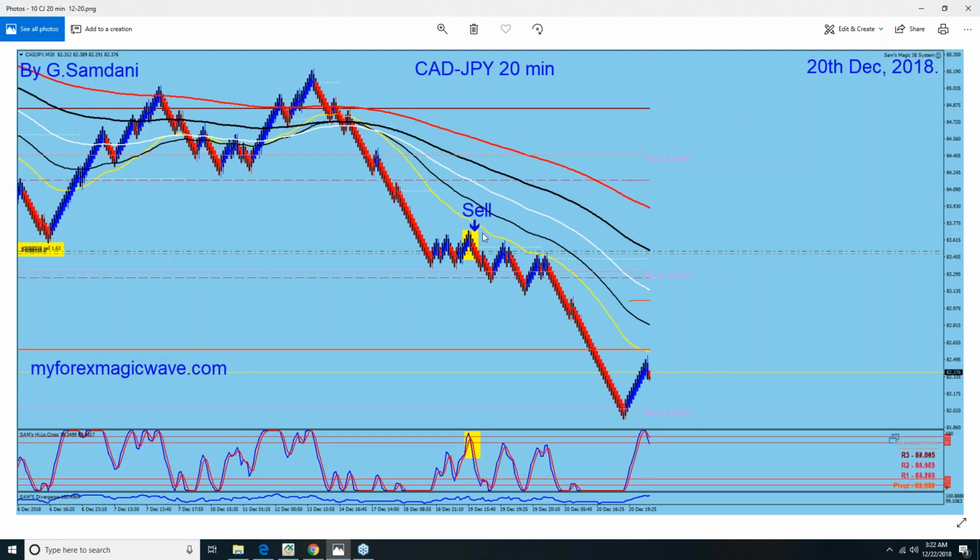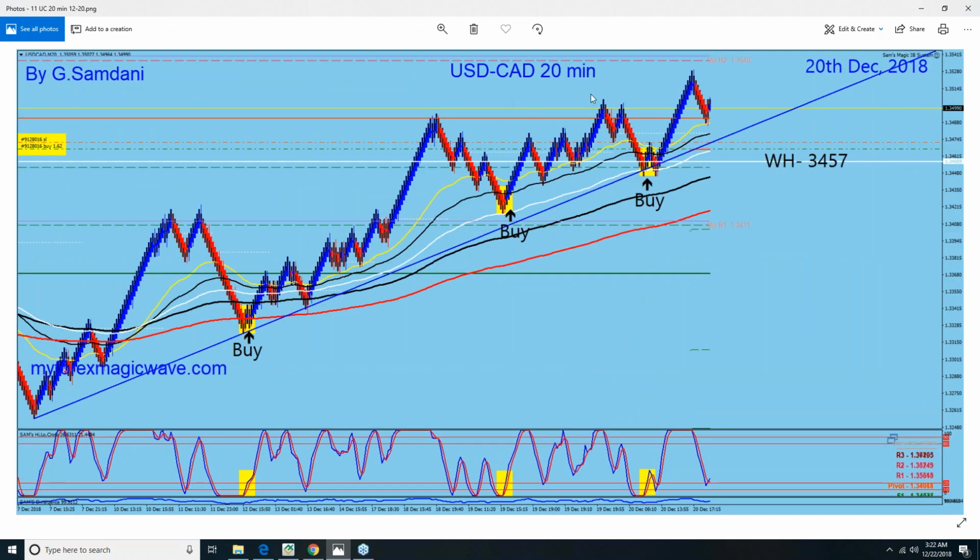And see, CAD yen, I told you CAD was getting weaker. CAD is on the left hand side, the pair will go down. USD CAD is on the right hand side. This pair went up here, long. I told you guys like 2 weeks ago that USD CAD will be flying.